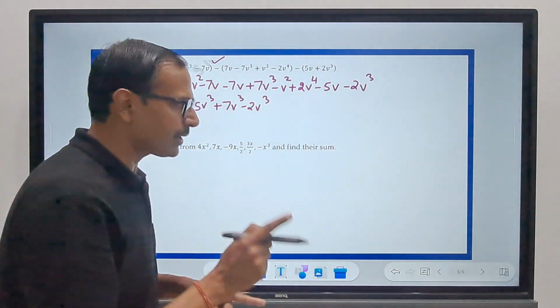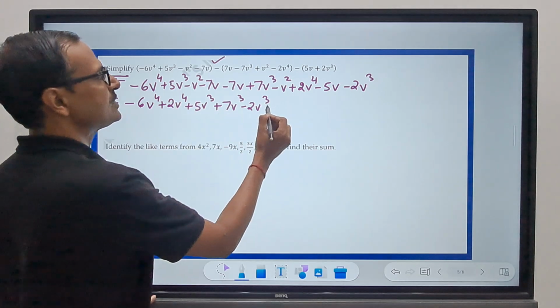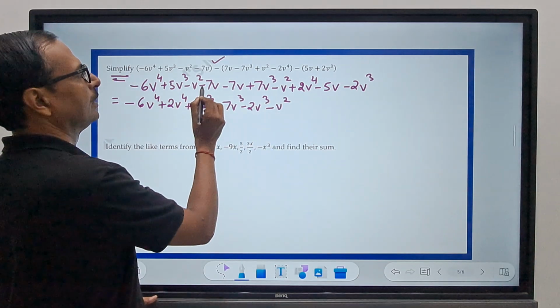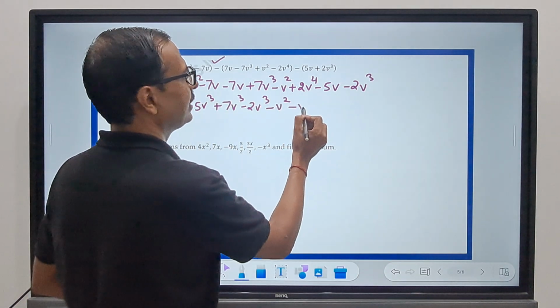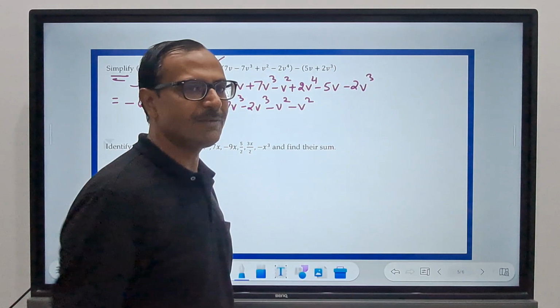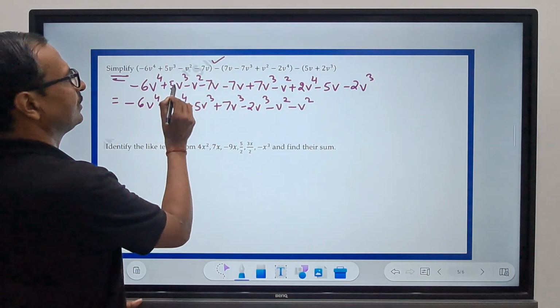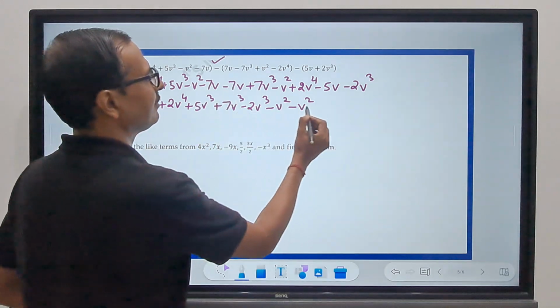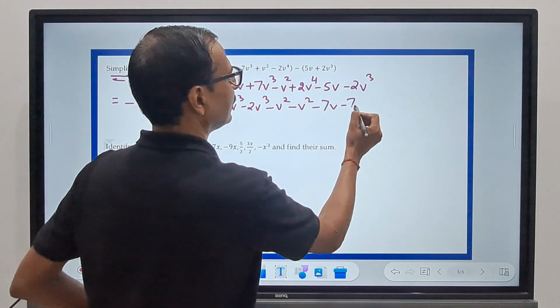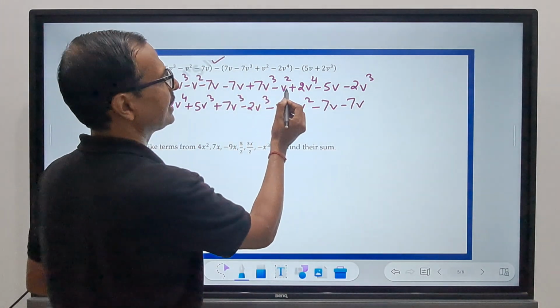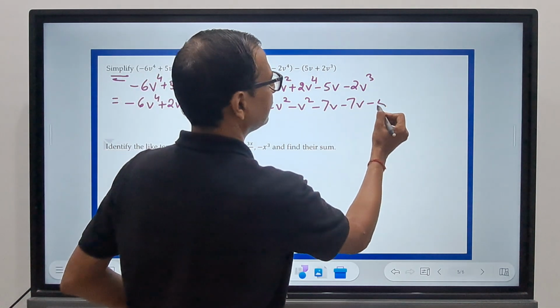Next is v square. So where is v square? Minus v square again, and no more terms containing v square. And now the terms which contain v. Where is v? Minus 7v, 2 terms. Right? And anything else? Yes, minus 5v.